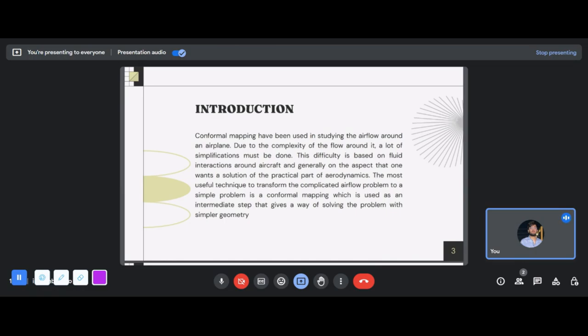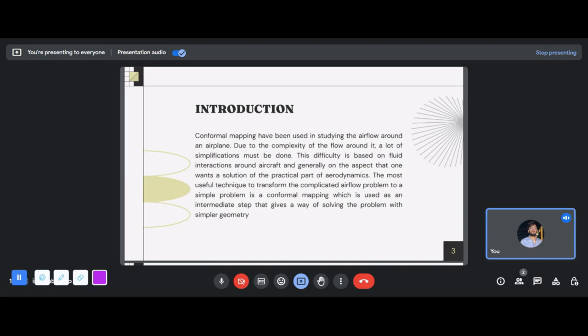So let us start with the introduction. Conformal mapping has been used in studying the airflow around an airplane or aircraft. Due to the complexity of the flow around it, a lot of simplification must be done. This difficulty is based on the fluid interaction around the aircraft, and generally on the aspect that one wants a solution to the practical part of aerodynamics. This is basically the most useful technique to transform the complicated airflow problems, which in the past have been faced by aircraft engineers, into a simple problem. Conformal mapping reduces the problems which we face in an aircraft or a plane.